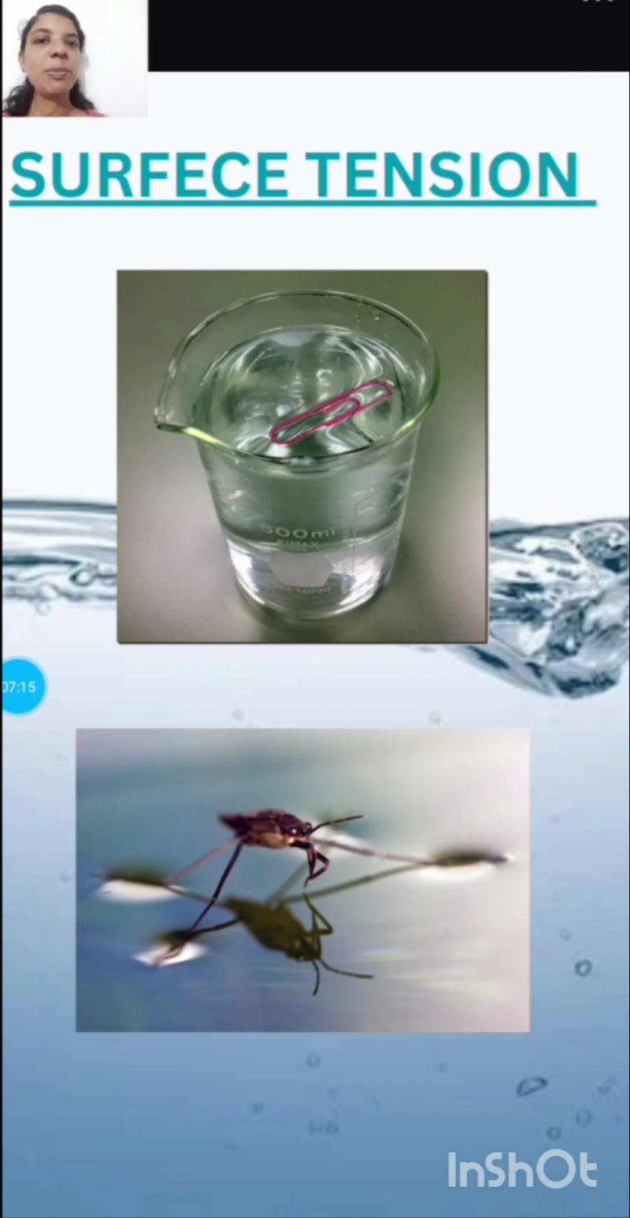Or can you place a small piece of blade on the surface of water? In this picture, instead of blade, a paper clip is given. Both are almost similar. So, how does this happen? Because water is a liquid which exhibits surface tension.